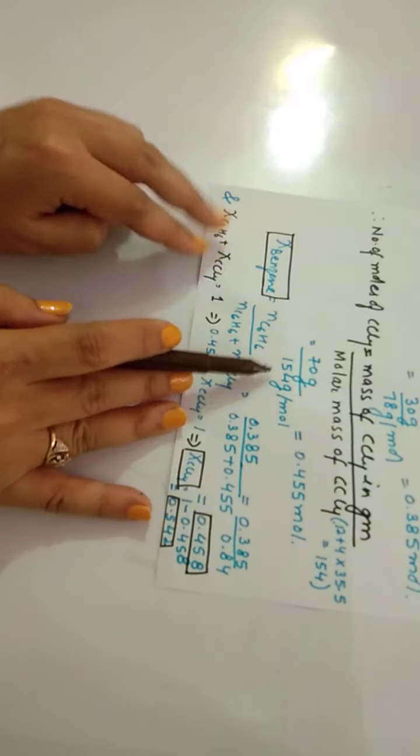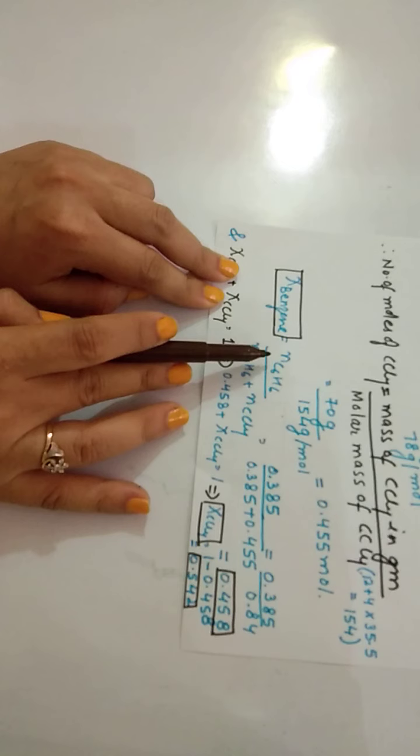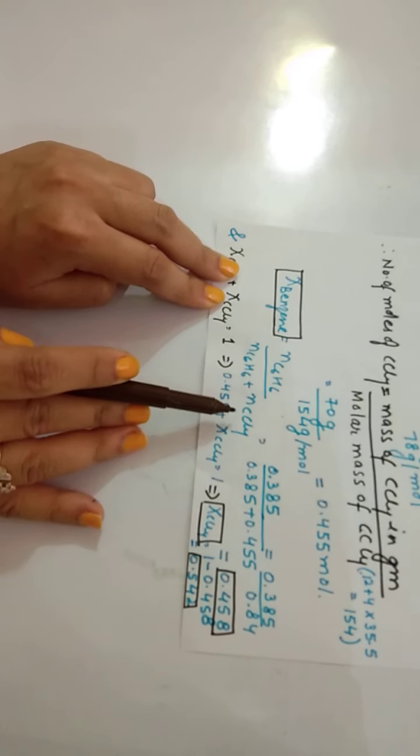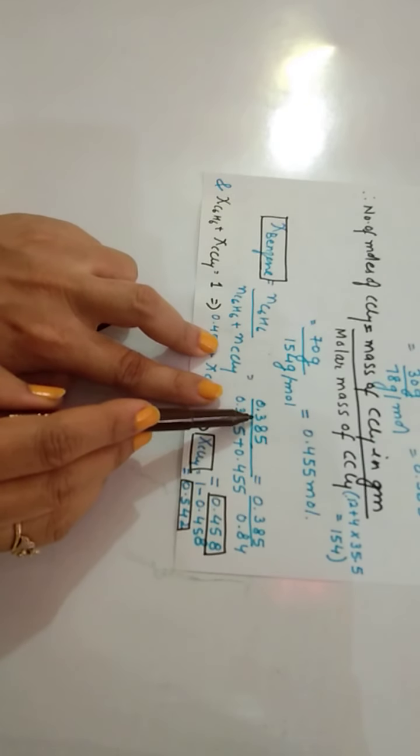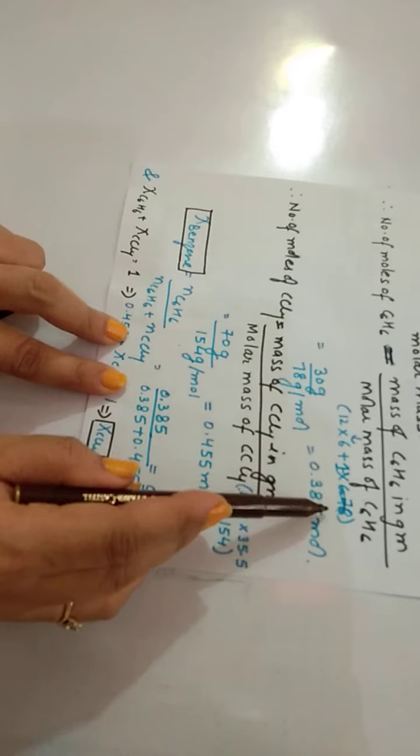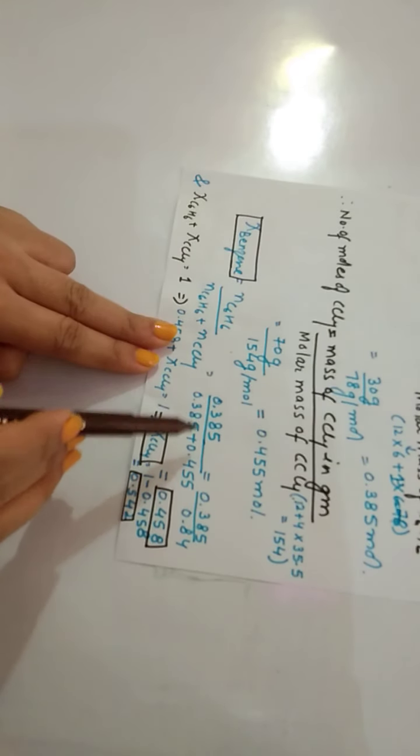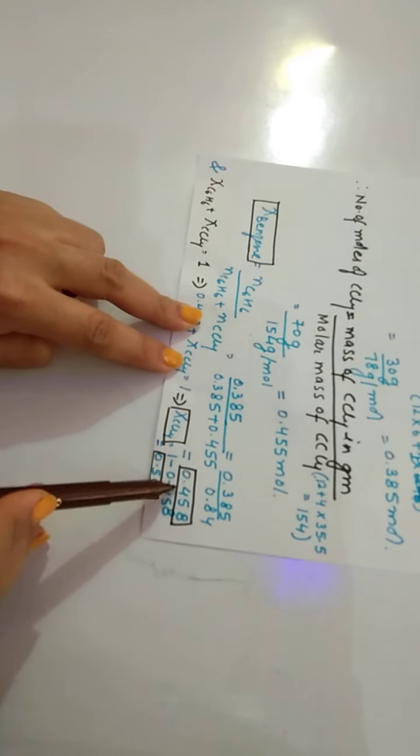So now we'll put these values in the formula. Mole fraction of benzene is equal to number of moles of benzene upon number of moles of benzene plus number of moles of CCl4, which is equal to 0.385 upon 0.385 plus 0.455. It is coming out to be equal to 0.458. So it is the mole fraction of benzene.